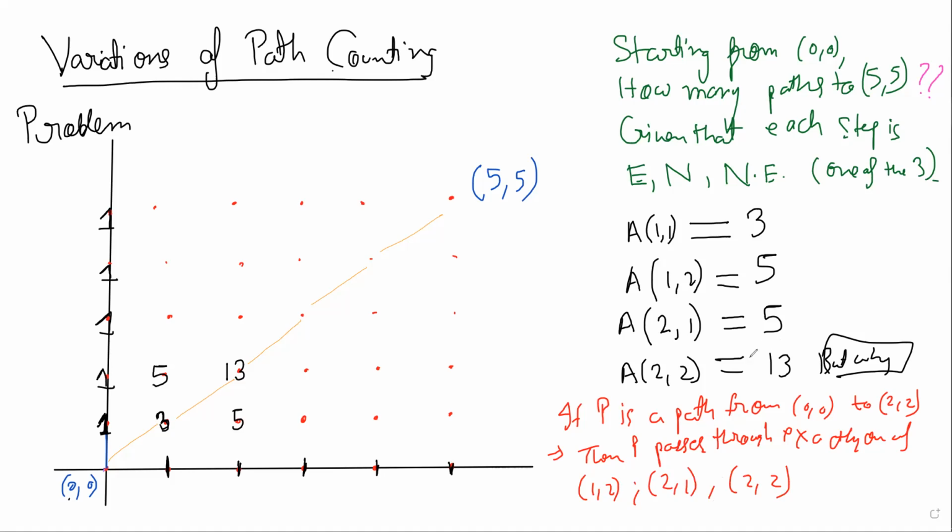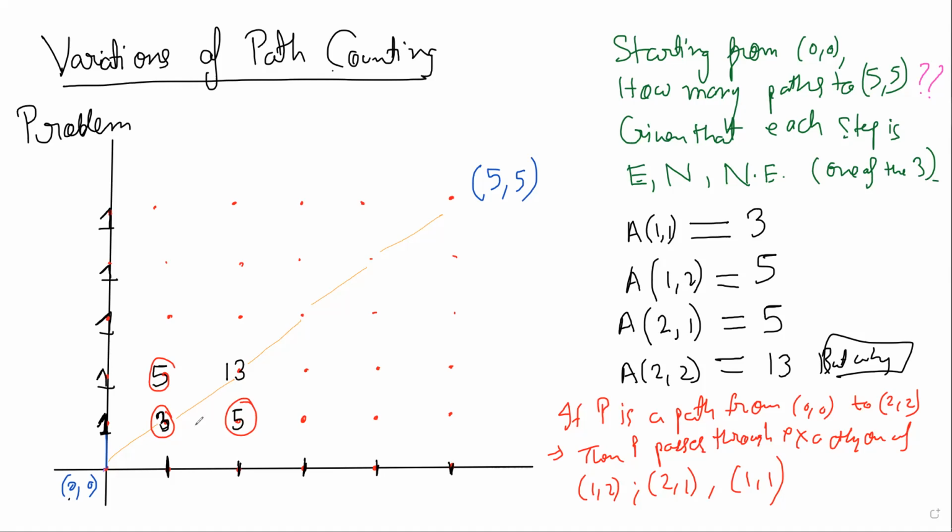You agree? No, not 2, 2, 1, 1. Sorry. It has to pass through exactly one of these. Any path has to pass through exactly one of them. That's just completely obvious. You tell it to anyone. It has to pass through one of these 3, right? And then you can write, if it passes through 1, 2, then there are 5 such ways. If it passes through 2, 1, 5 such ways again. 1, 1, 3 ways.